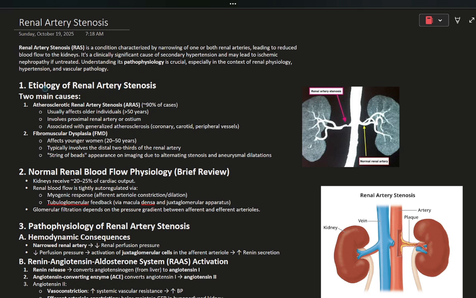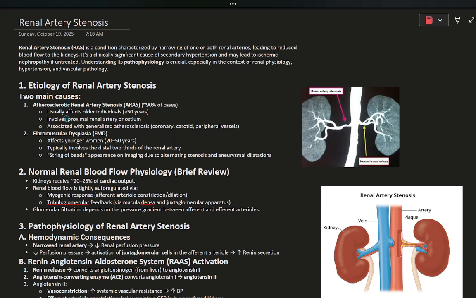So, what are some causes or etiologies of renal artery stenosis? The two main causes are atherosclerotic renal artery stenosis, which happens in about 90% of cases involving renal artery stenosis. It usually affects older individuals who are greater than 50 years old. It involves the proximal renal artery or ostium, and it is associated with generalized atherosclerosis involving the coronary, carotid, and the peripheral vessels.